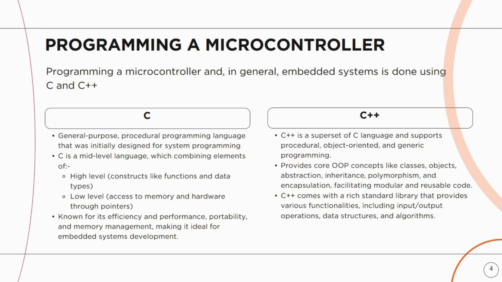C++ is a superset of C language and supports procedural, object-oriented, and generic programming. It provides core OOP concepts like classes, objects, abstraction, inheritance, polymorphism, and encapsulation. This helps in making modular and reusable code. C++ comes with a rich standard library that provides various functionalities including input and output operations, data structures, and algorithms.